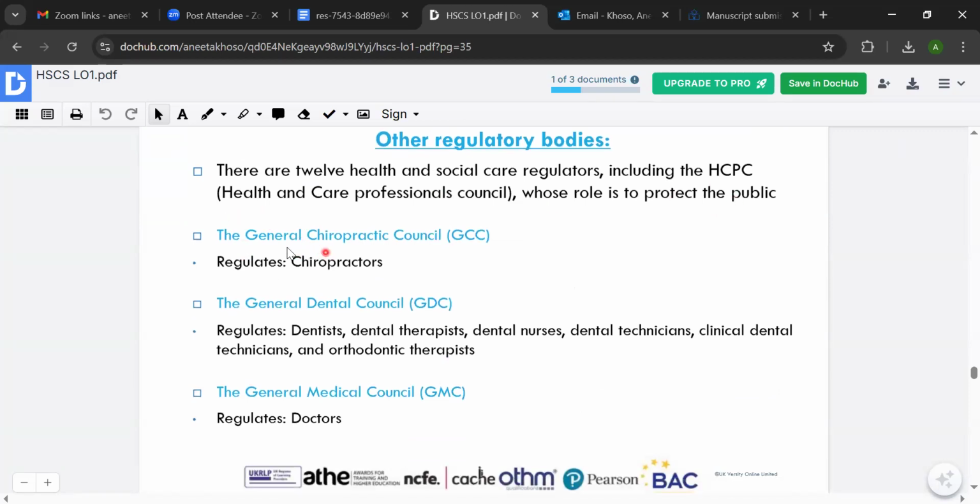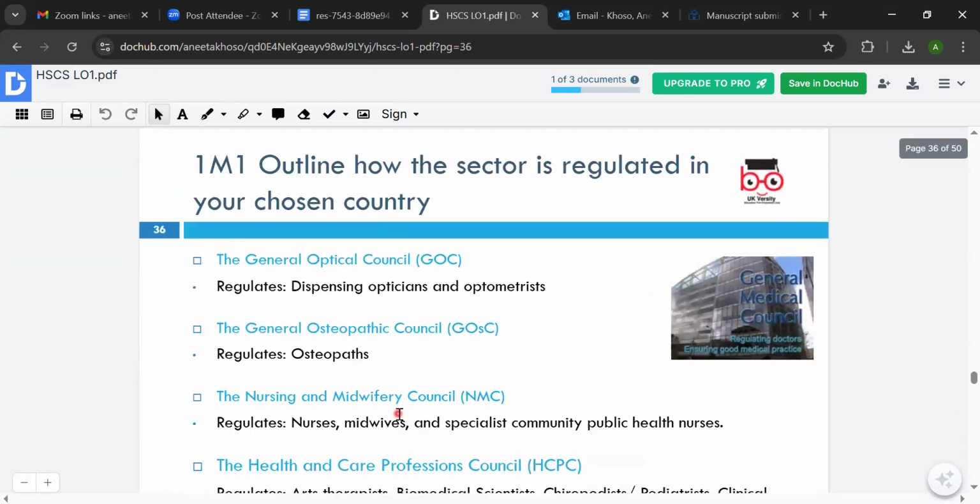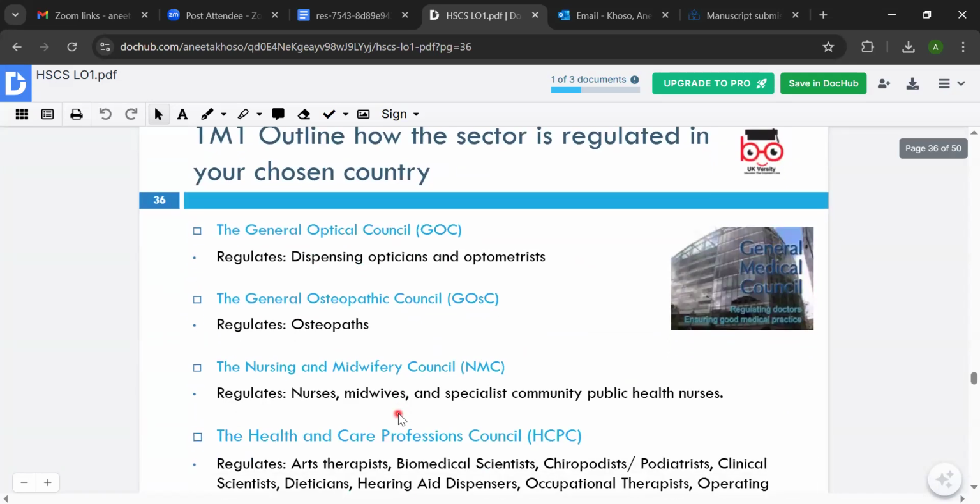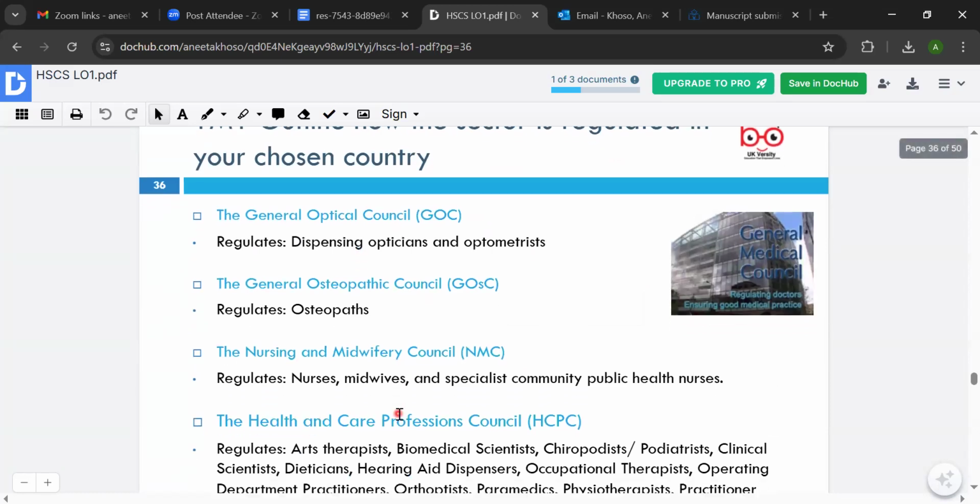So you have the GCC, which regulates chiropractors. The General Dental Council is mostly involved in dentistry. The GMC regulates the doctors. You can't work as a doctor if you don't have GMC registration. Other organizations include the General Optical Council. As the name implies, it is for opticians and optometrists.